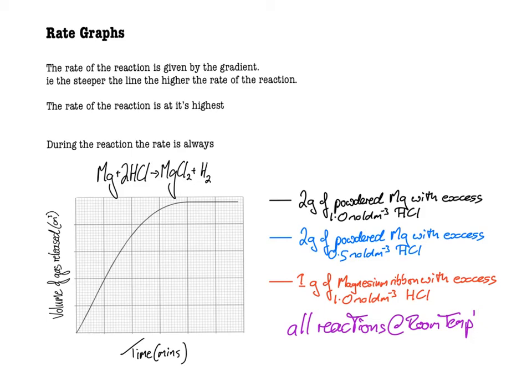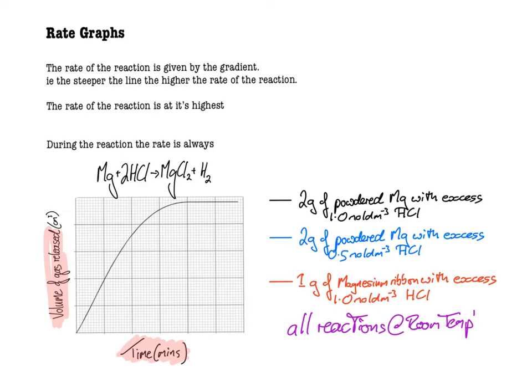Okay, so a quick video about rate graphs. What is a rate graph? Well, a rate graph is a graph in which we follow the result of a reaction. In this case, if we have a quick look, it is the volume of gas released against time. Now, it could be mass lost against time, it could be amount of precipitate produced against time, but it is the result of a reaction against time.